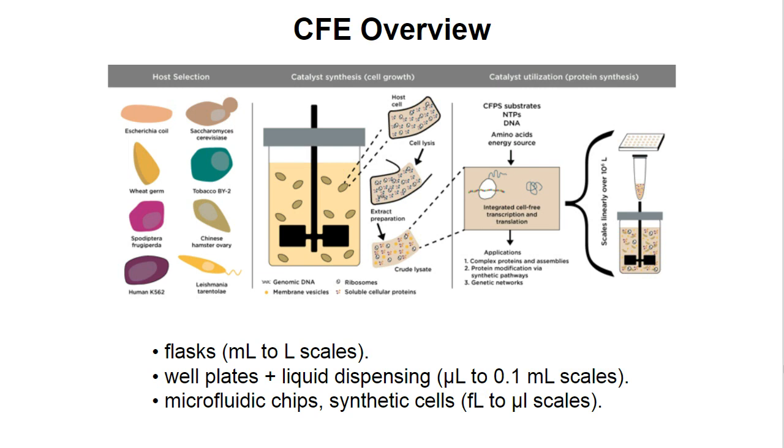Cell-free gene expression reactions are performed in different types of volumes. It can be performed in flasks from the milliliter to the liter scale. It can be performed in well plates or test tubes and using a liquid dispensing machine like you are going to see in this webinar. In that case, the cell-free reactions have a volume ranging from the microliter to a few tens of microliters. And it can also be done on microfluidic chips and synthetic cells. In that case, the cell-free reactions have a volume ranging from the femtoliter to the microliter scale.